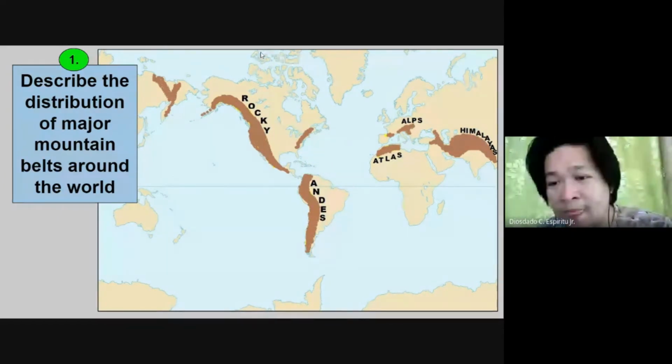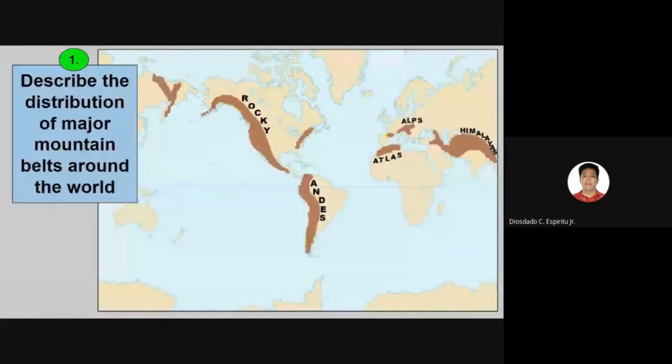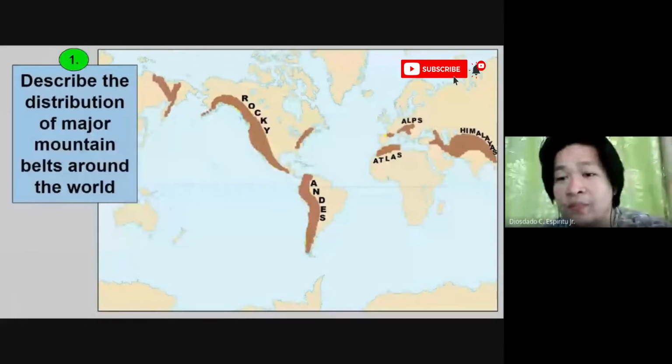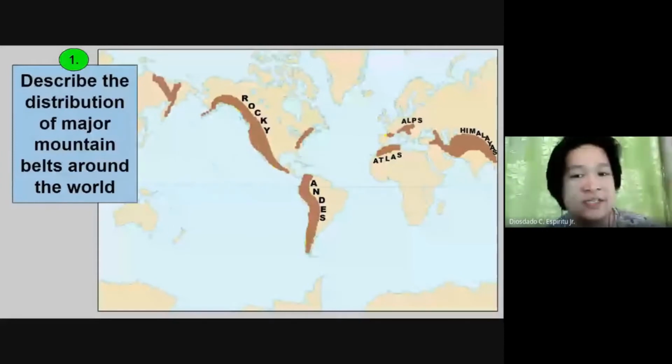Anyway, since we are now in our third week, our third discussion, may I ask the group to type in our chat box if you believe in the plate tectonics theory or not. If you believe in the plate tectonics theory, just key in yes. If you do not believe in the plate tectonics theory, just type no in our chat box before we proceed.